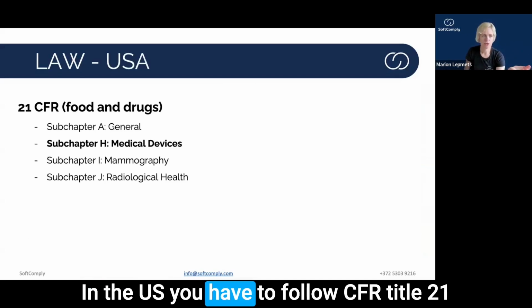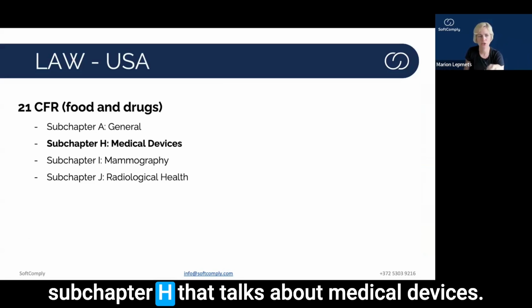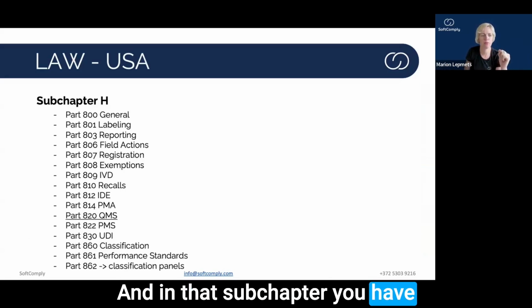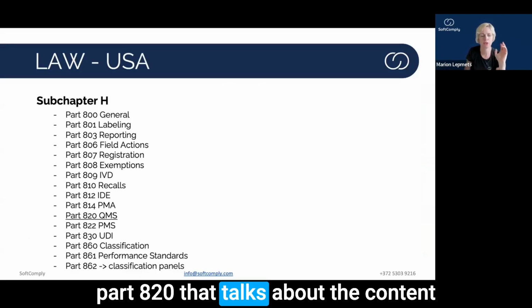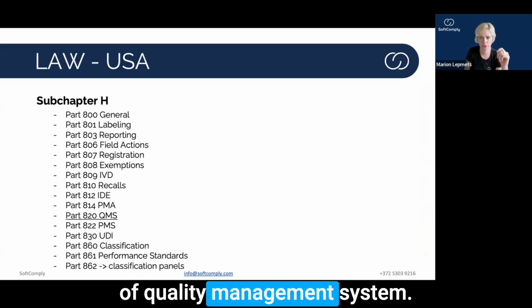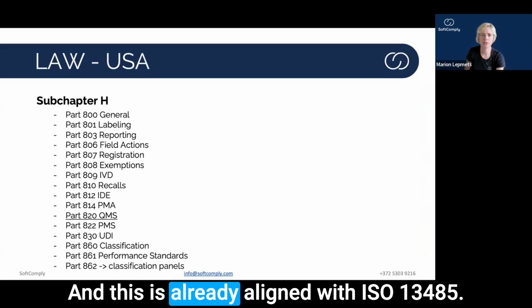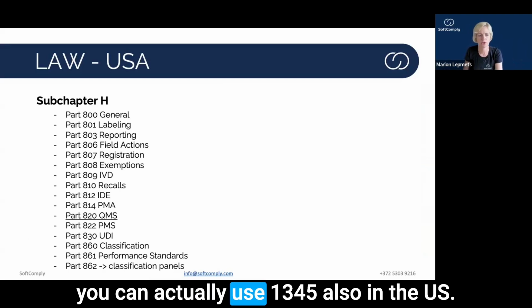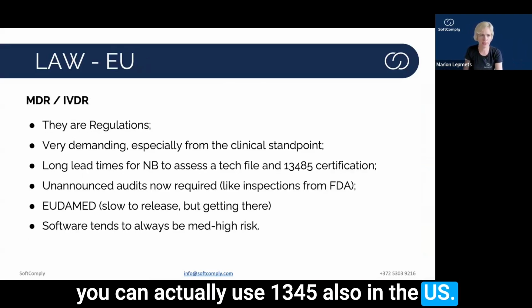In the US, you have to follow CFR Title 21 subchapter H that talks about medical devices. And in that subchapter, you have part 820 that talks about the content of quality management system. And this is already aligned with 13485. And in the future, officially from next year, you can actually use 13485 also in the US.